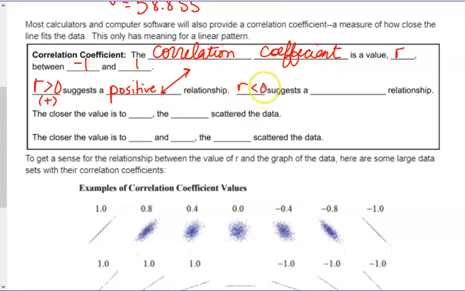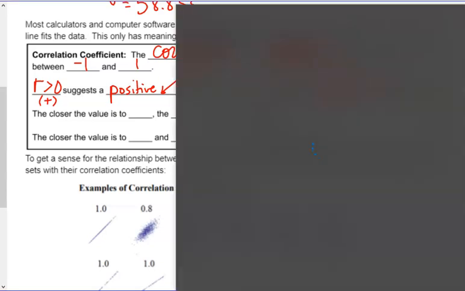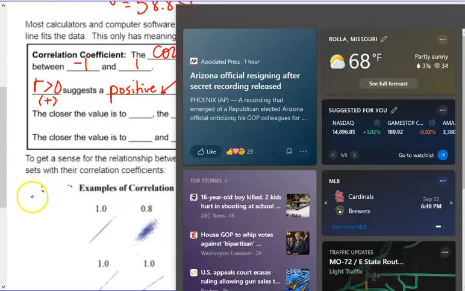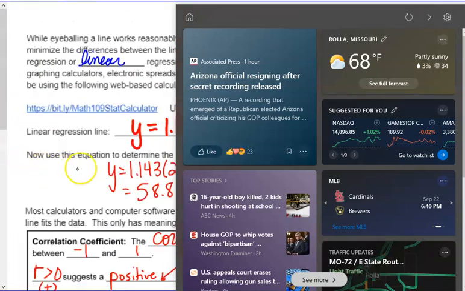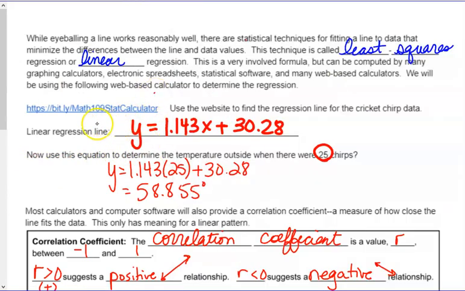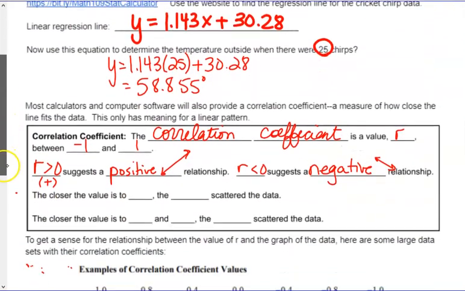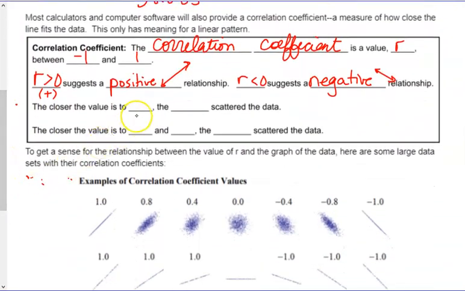If R is less than 0, then it suggests a negative relationship with our data. So I would have a trend that looks something like that. Now, the closer that our value is to 0, the more scattered our data is. And we'll see some of that in just a minute.